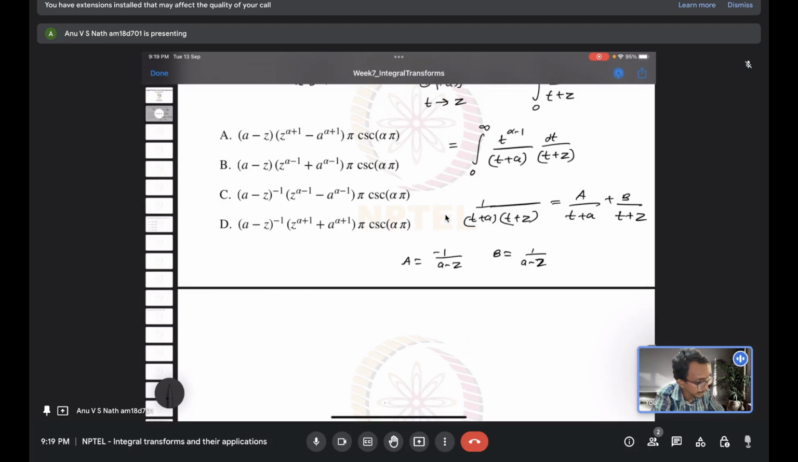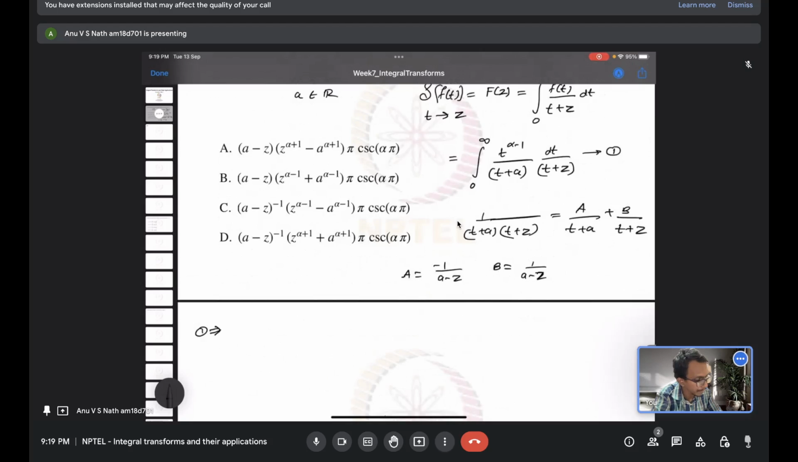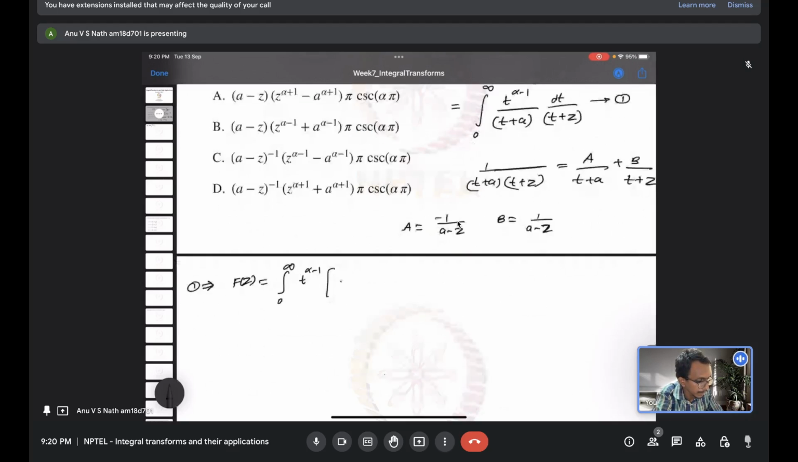Let's say this is expression 1 for the Stieltjes transform. From expression 1, I'll get f of z, the Stieltjes transform of the function, which is the integral 0 to infinity t raised to alpha minus 1. When I performed the partial fraction, I took out the t raised to alpha minus 1. I didn't include that. Only the 1 by t plus a times 1 by t plus z, I have done the partial fraction. The coefficients A and B have a common factor 1 by a minus z, so I will take it outside, which is a constant. The remaining part will be minus 1 divided by t plus a plus 1 divided by t plus z, then dt, and the constant 1 by a minus z I can write outside the integral.